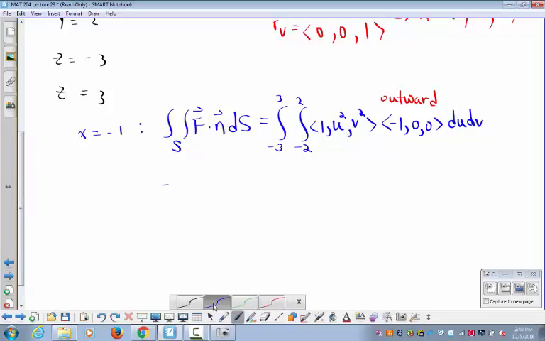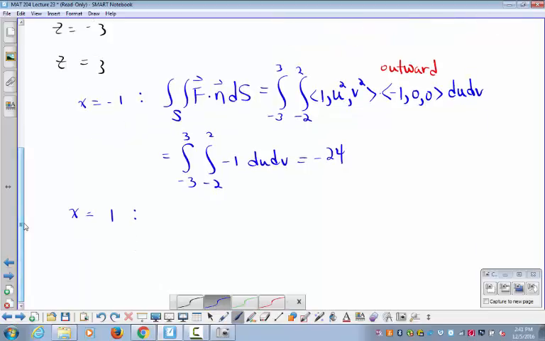And lo and behold, we end up with that, which you can do immediately. The length of this interval is 4, the length of this interval is 6, so 24, that's -24. Let's notice what we get when we look at the front surface. Unless somebody has a question, if you have a question, ask. So there's no U and no V, so we get 2 minus -2 and 3 minus -3. So we get 6 and 4 as multipliers.